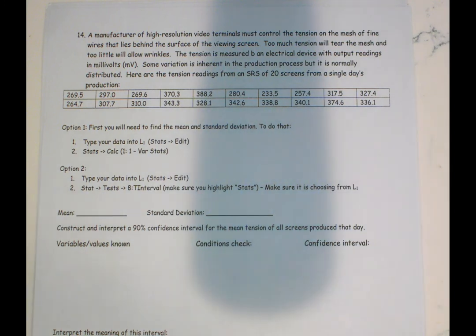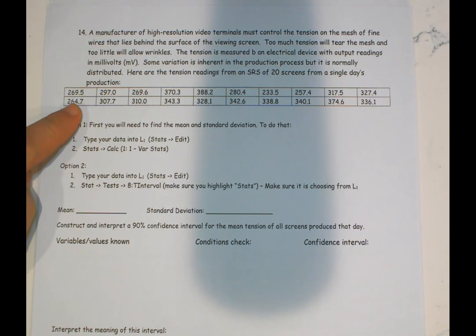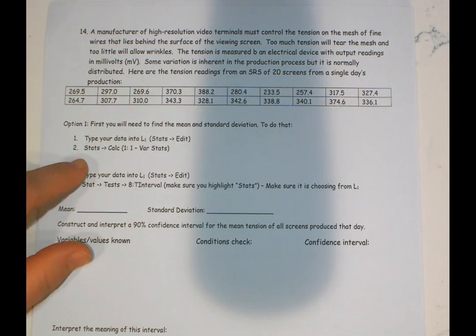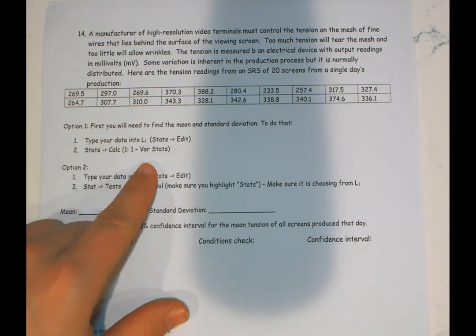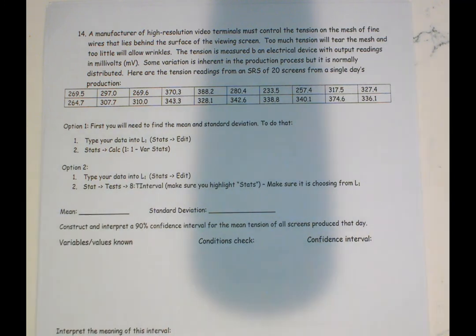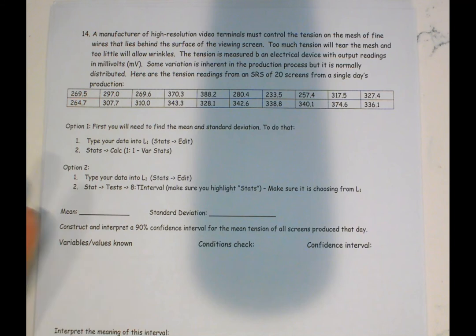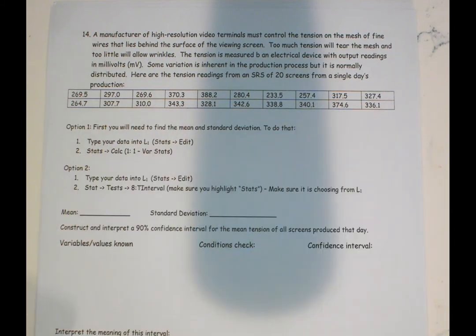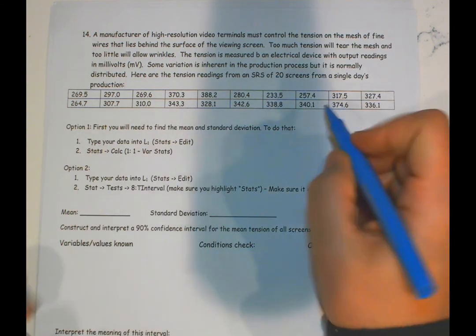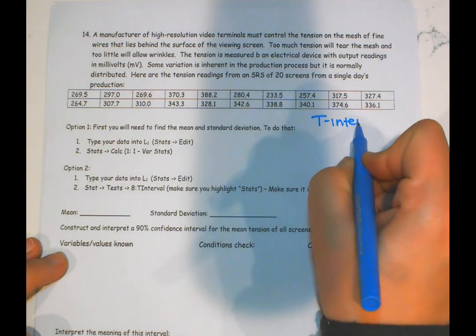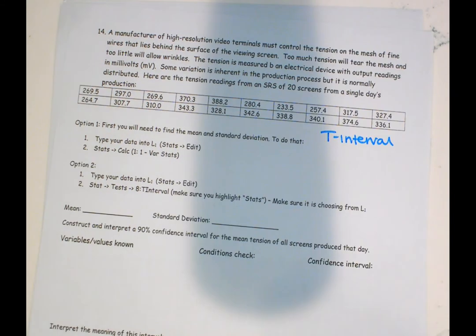So there's kind of two options here. You can either type these into your calculator and find our mean and our standard deviation from our 1-Var Stats, or you can just have the calculator find it for you later. But I'll show you how to do both of them. So when we're given a table of values, we're still looking at a t-interval because we can find the mean and standard deviation of our table.